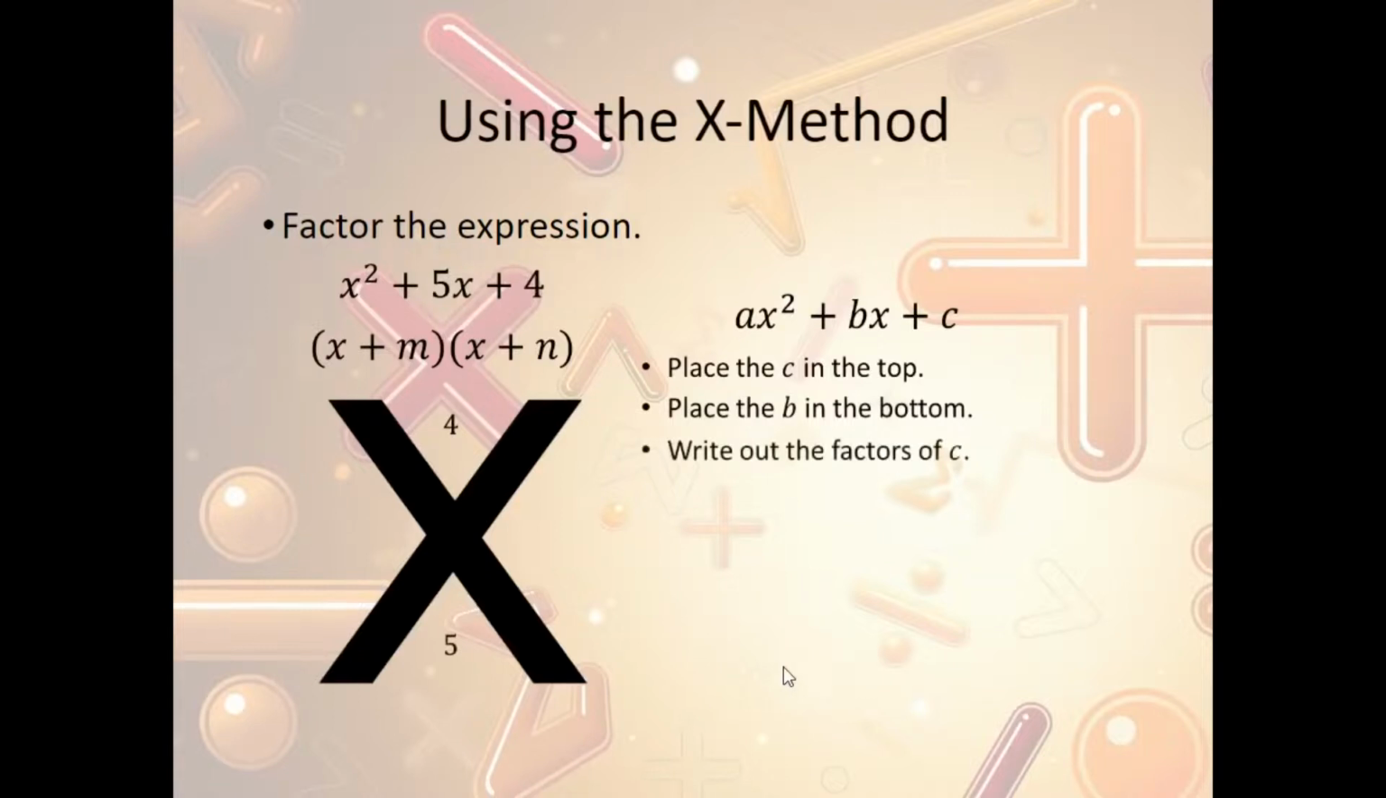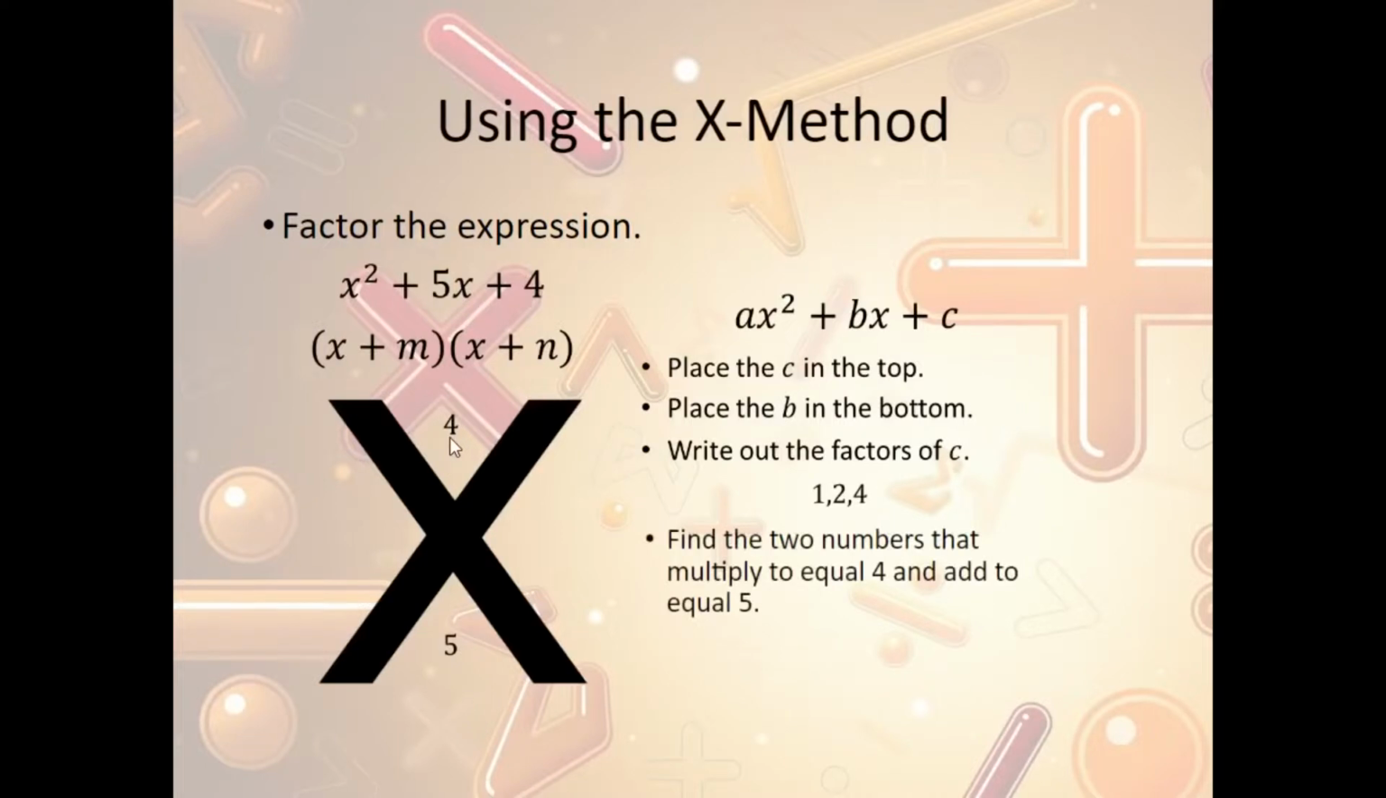Now we're going to write out the factors of c. So what are the factors of 4? Well, we have 1, 2, and 4. So those are my factors. Now I need to figure out which two of those numbers are going to multiply to equal 4 and add to equal 5. Well, I have 1 times 4 is 4, and when I add those two together, I also get 5. So I'm going to go ahead and put each of those in each of these sides.